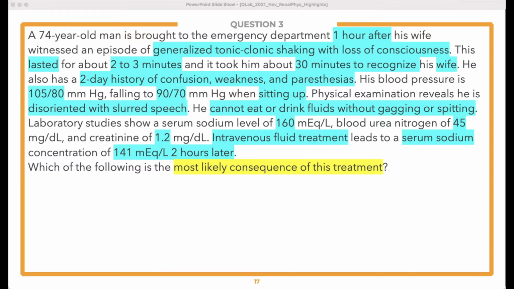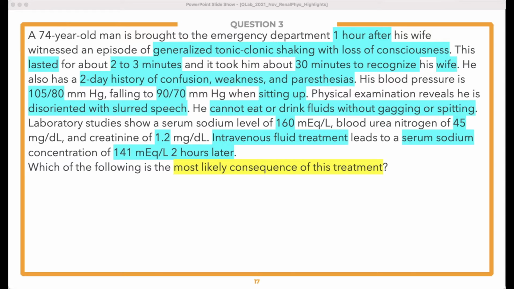For some reason, the demographics here weren't highlighted, but you would also want to highlight that. So 74-year-old man, you would also want to highlight that, okay? As we said, this is a good example of a presentation where there's a lot right in that first sentence. This patient came to the ER, okay? And why did they come to the ER? Well, they had generalized tonic-clonic shaking. A lot of times after that, you want to know whether they lost consciousness or not, and this patient, they said, did. So there was a loss of consciousness.